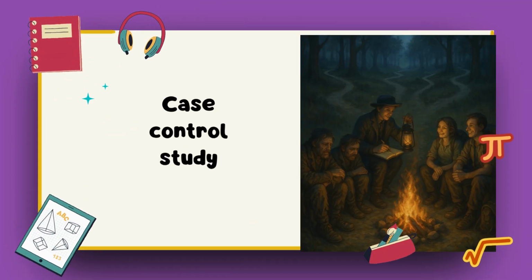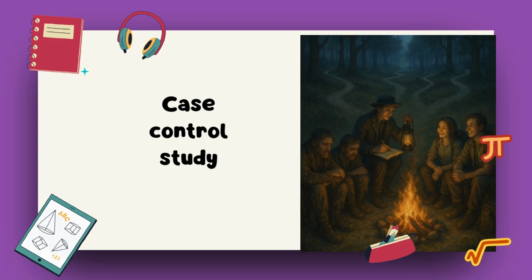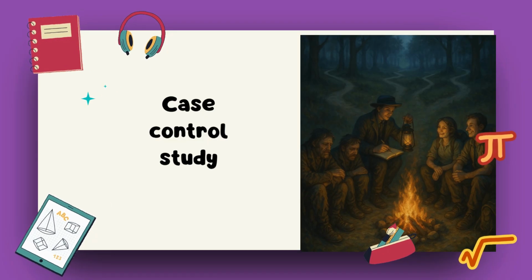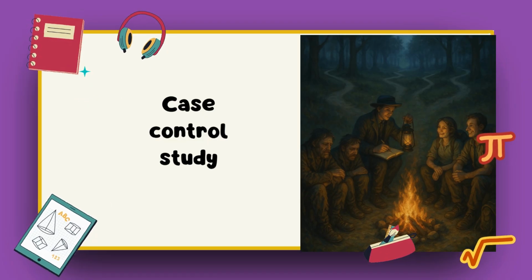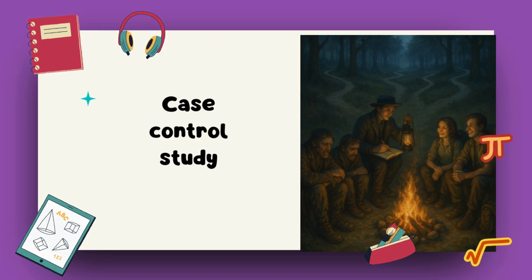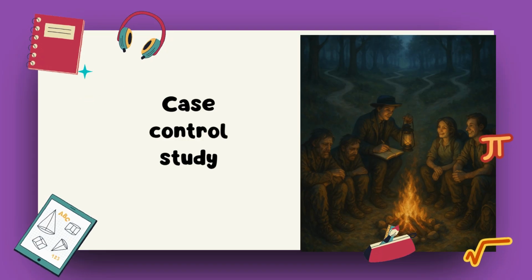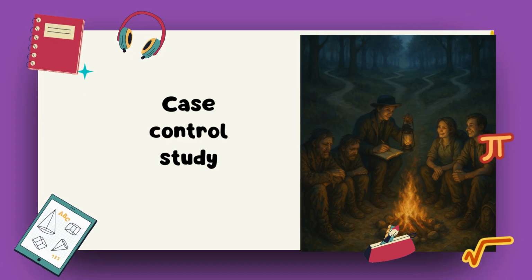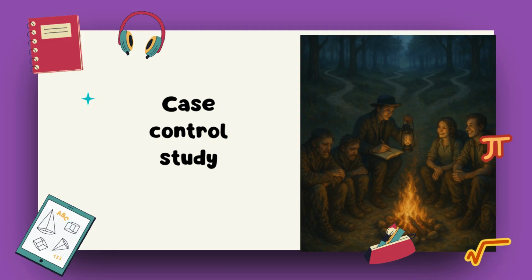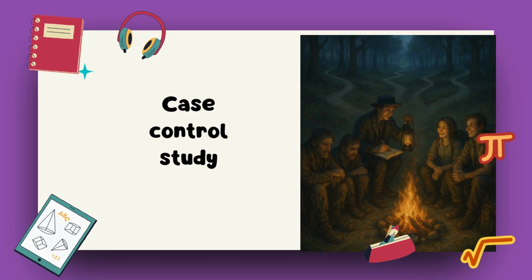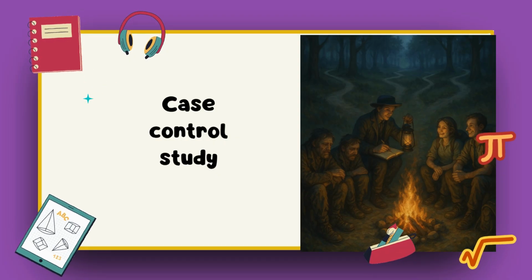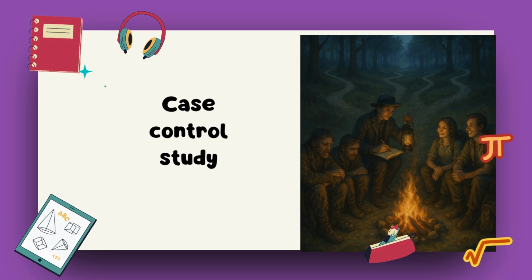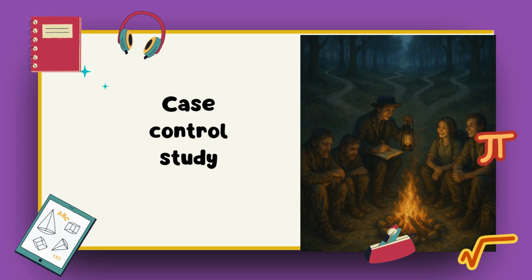That's right. Retrospective. Here, you start with people who already have the outcome, the cases. Like lung cancer patients. Yes. And you compare them to a similar group without the outcome, the controls. Healthy individuals, maybe. Right. And then you look backward. You investigate their past exposures. So asking the lung cancer patients and the controls about their smoking history. Exactly. The goal is to look backward to assess previous exposures.